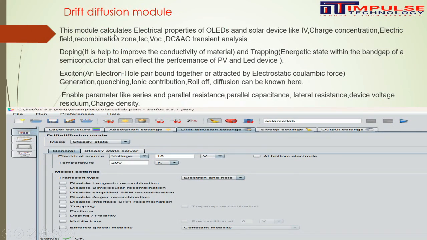The distribution module can be activated by enabling the battery-like symbol in the GUI. This module helps to calculate electrical properties of OLED and solar devices like charge concentration, electrical field, recombination zone, short circuit current, open circuit voltage, and DC and AC transient analysis. Doping and trapping can also be calculated here. Doping helps to improve the conductivity of materials, and trapping affects the performance of PV and LED.